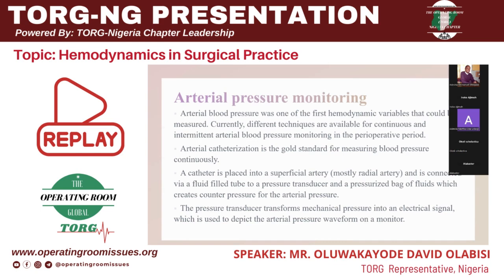Arterial blood pressure monitoring was one of the first hemodynamic variables that could be measured. Currently, different techniques are available for continuous and intermittent arterial blood pressure monitoring in the perioperative period. Arterial catheterization is the gold standard for measuring blood pressure continuously.